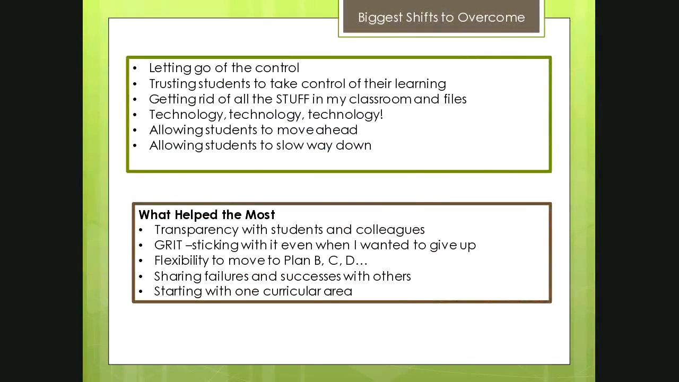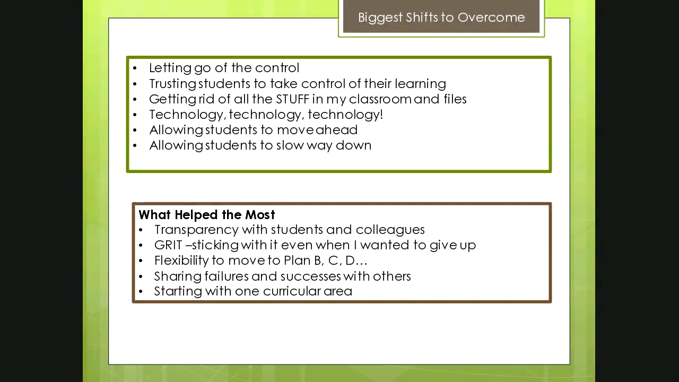So what were some of the biggest shifts that I had to overcome? I get this question a lot from teachers who are thinking about making the plunge into blended learning, and I have to say the hardest thing for me at the beginning was to let go of the control. I had been in charge of my students for 30-some years, and I had made all the decisions, and I was the boss. And even though I was still pretty innovative and have always been, and it was a pretty student-driven environment, I was still in control.